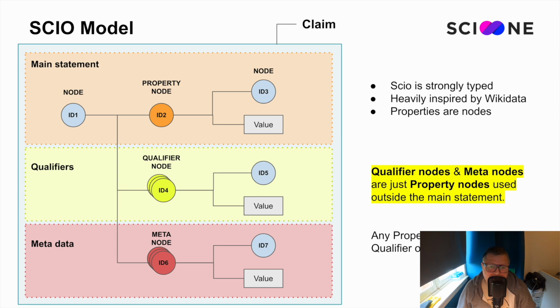First is the main statement. This is the primary information holder block. Then we have qualifiers, a list of statements that add context to the main statement. And metadata, a list of statements that do not influence the main statement or the qualifiers. Meta is perfect for, well, metadata. A great use of meta is keeping track of the claim source. To get a better understanding of Scio's model, let's examine the previous example.